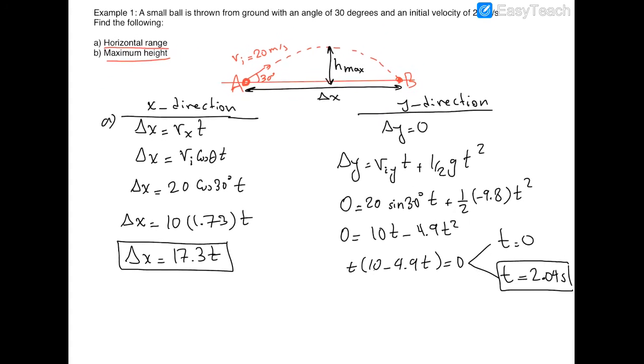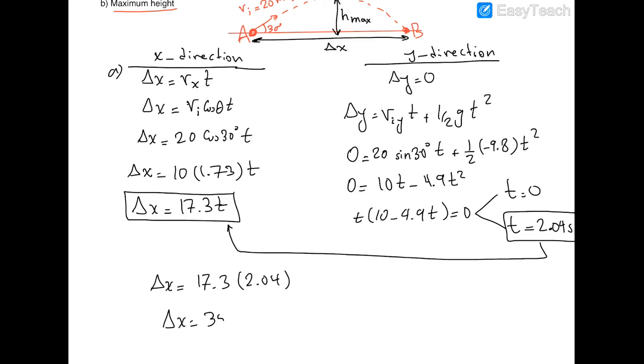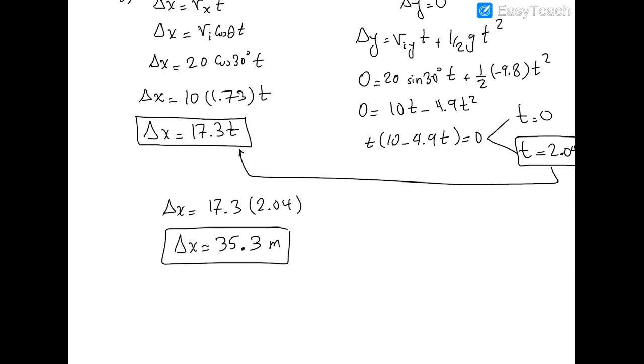Okay, so now what I can do, I can replace this time here and then find the delta x, which is the answer. It should be around 35.3, I guess, meters. So that's going to be the answer for part A.